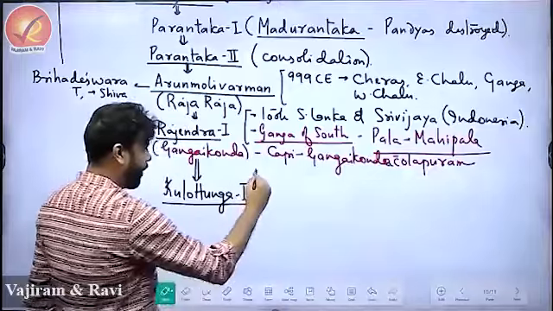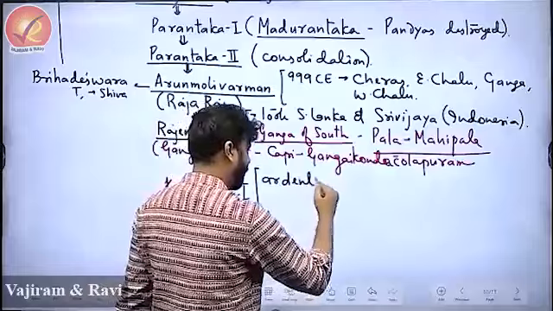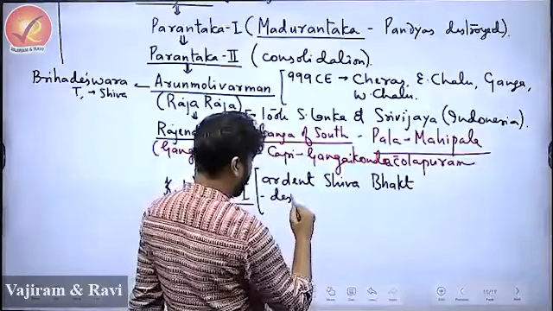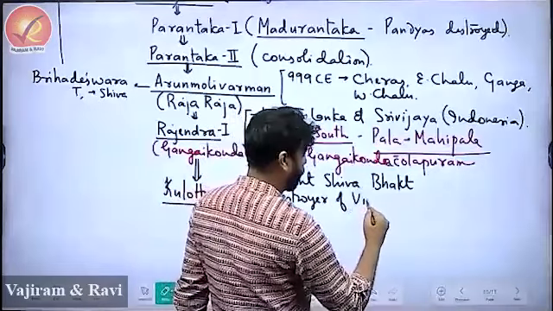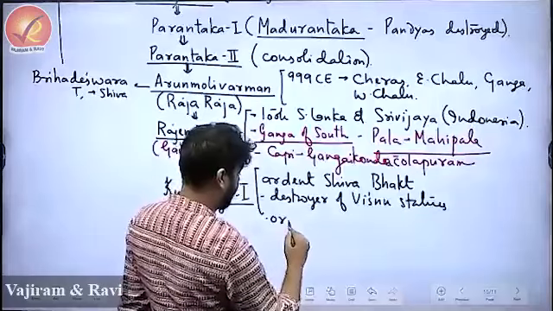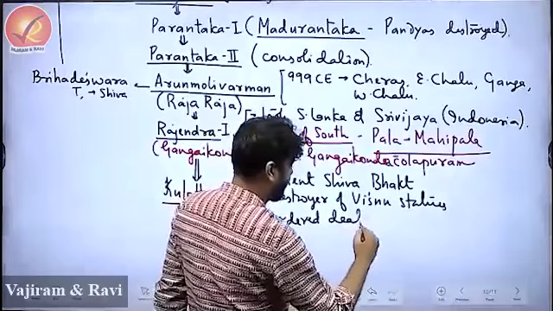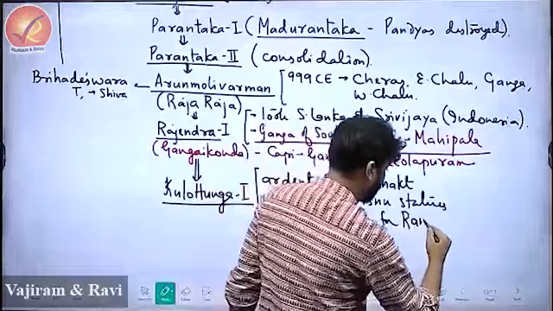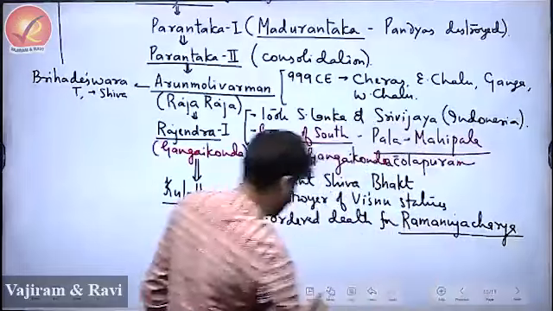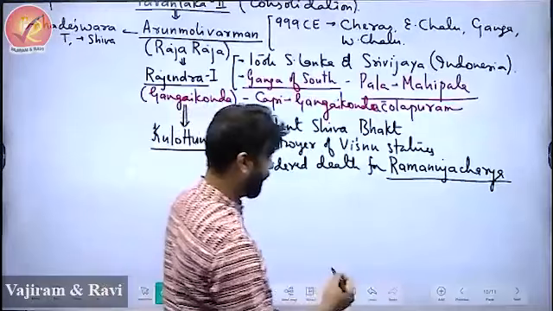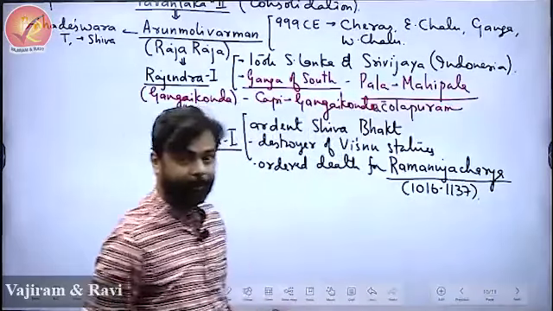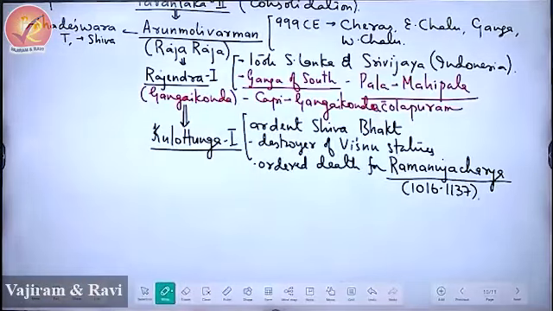The first. Now he was an ardent Shiva worshipper. He was an ardent Shiva Bhakta. He was the destroyer of Vishnu statues, and he ordered a death sentence for Ramanujacharya, the great Bhakti saint, Alvar saint from the south. The time period is 1016 to 1137. So it happened, everybody was scared that this man would be killed.